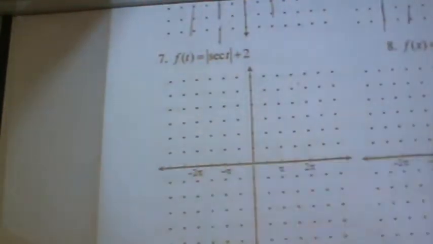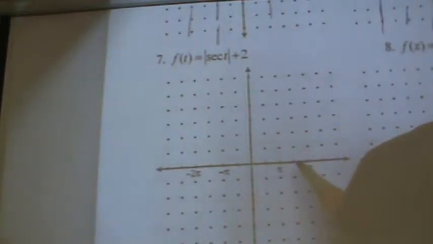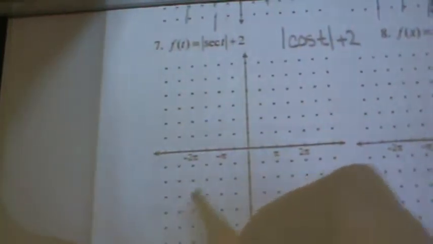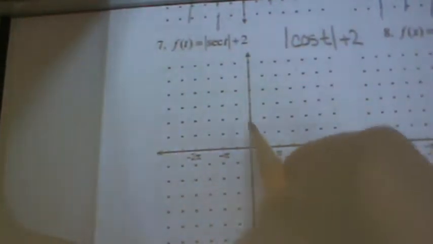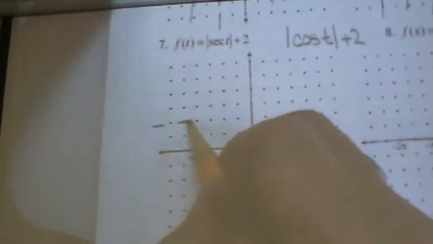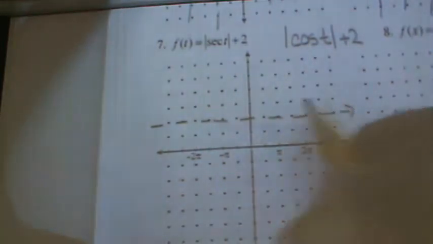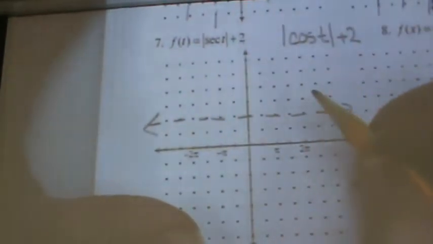Next one. Number 7. What should I graph? So start me off. Where do I start? Do I start on the x-axis here? No. I gotta go 2 up, right? I know what you're saying, your steepness is 1. Yeah, this is the cosine one. It's gonna be the bouncy ball. It's gonna split the y-axis in half like this.